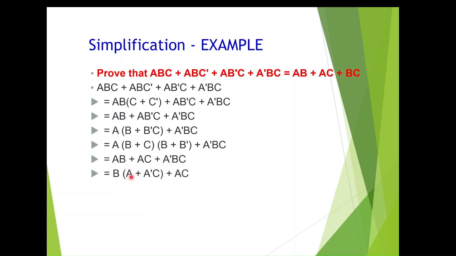Now again you use the distributive law, and AB and A'BC. In these two, B is common, you can take it outside. Then A + A'C, plus AC. Then again we have to use the distributive law: (A + A')(A + C). A + A' is 1. Then you will be having B into (A + C), that is nothing but AB + BC, and this AC is there. This is the answer we expect, or this is what we need to prove.